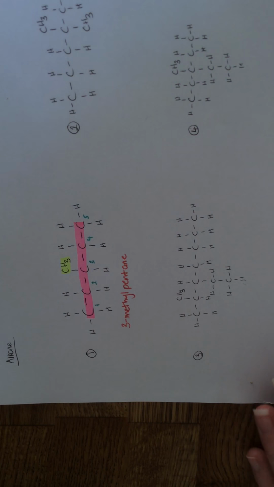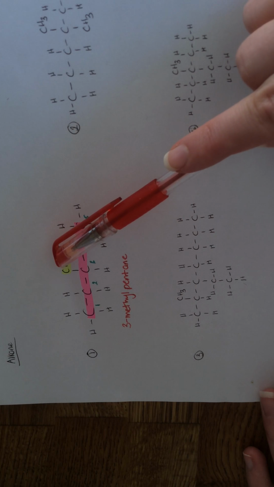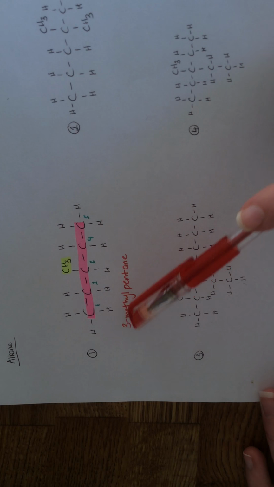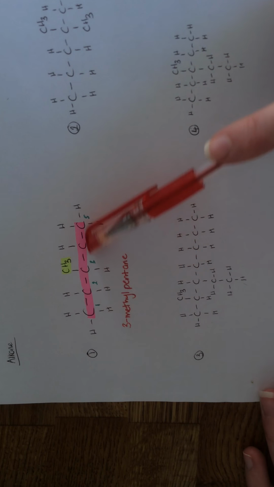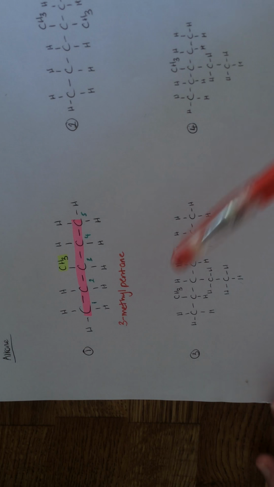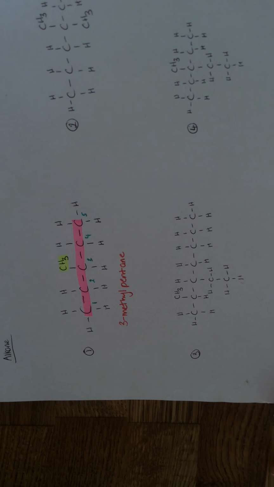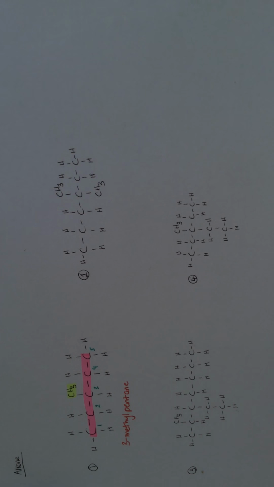I just did the left-hand side. Because of this, this molecule is called 3-methylpentane, because it's an alkane. Okay, so let's do the second one together then.